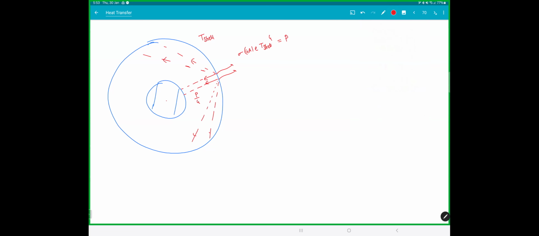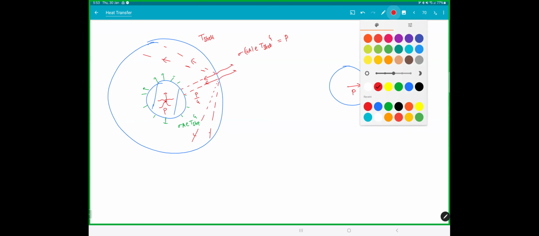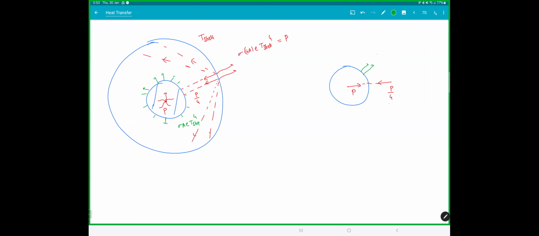And also, you're generating power internally. That is also P. On top of it, this spaceship is radiating heat in all directions, which is sigma AE, temperature of the ship, power 4. So if I just see the internal one, you will notice this. You're getting inside a power P. From outside, you're getting P by 4. This is all the energy that you're absorbing. And you are emitting out sigma AE T ship power 4.